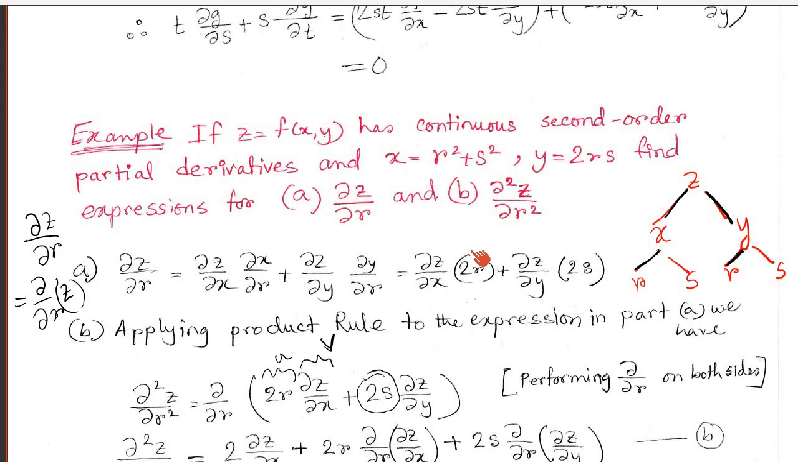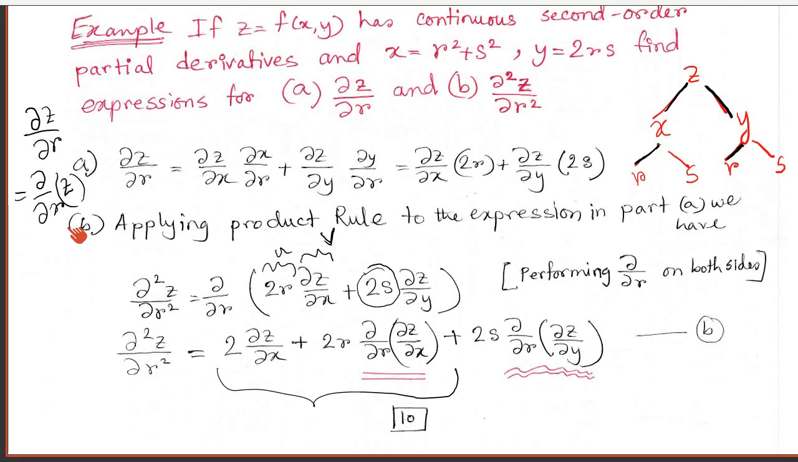Differentiate x with respect to r is twice r. Derivation of y with respect to r is twice s. Apply the product rule to express in part A. We differentiate again on this, so differentiating again, dz by dr, you need d square z dr square, so that means on the left hand side if you multiply dz by dr with d into dr you get d square z dr square. So performing d by dr on both sides, left side and right hand side.